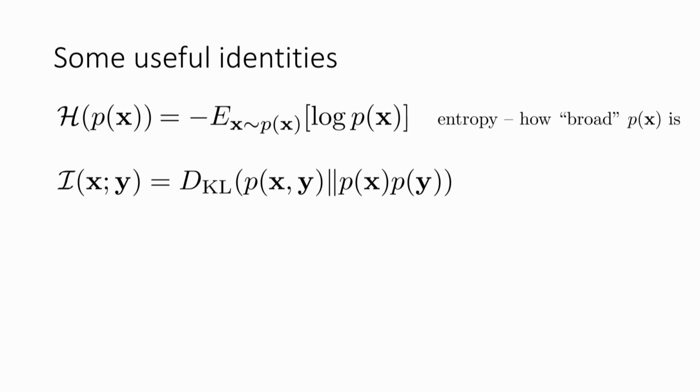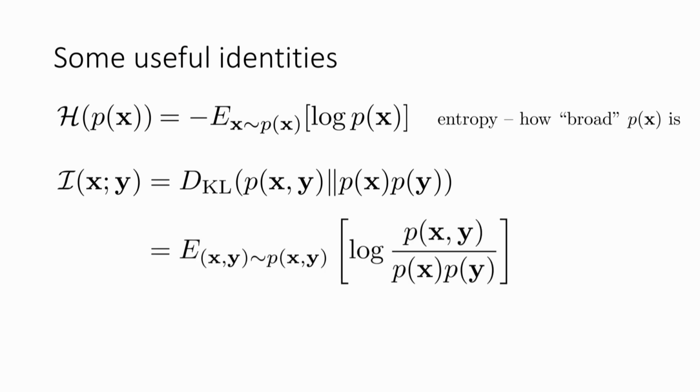If two variables are very strongly dependent, they have a very close relationship, then the KL divergence will be large, which means that their mutual information will be large. For those of you that don't remember the definition of KL divergence, it's the expectation under the first argument of the log of the ratio of the two arguments.